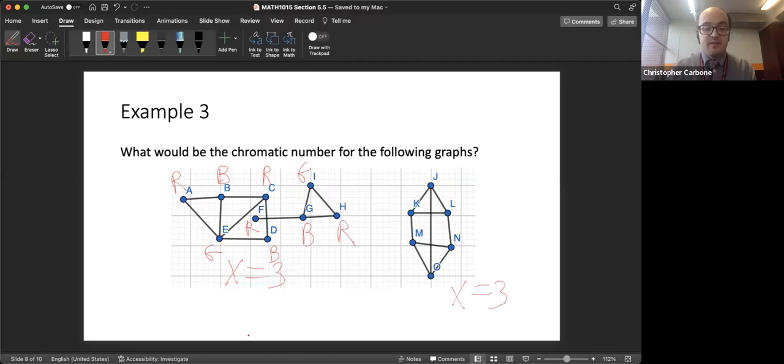It should be, by the way, noted that both of these graphs are planar, which is also an important note to make. This one on the right, though, can be colored with red, blue, green, blue, red, and green. In that particular order.